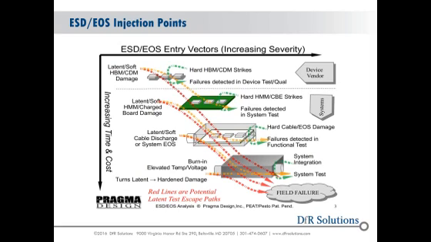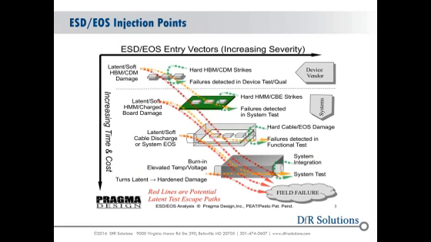So on the right side, we have at the beginning HBM and CDM chip level type ESD events, and if that causes a failure, that can be detected in the device test before it's shipped out. Again, IEC system level and charged board event strikes can be caught at their level.